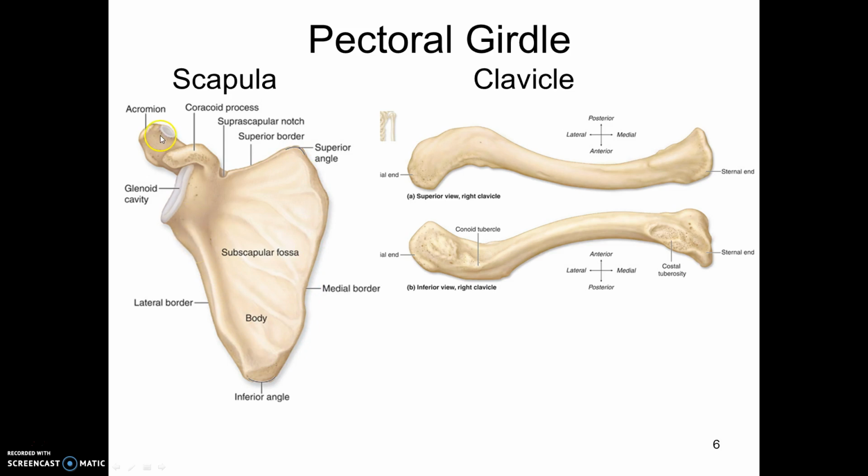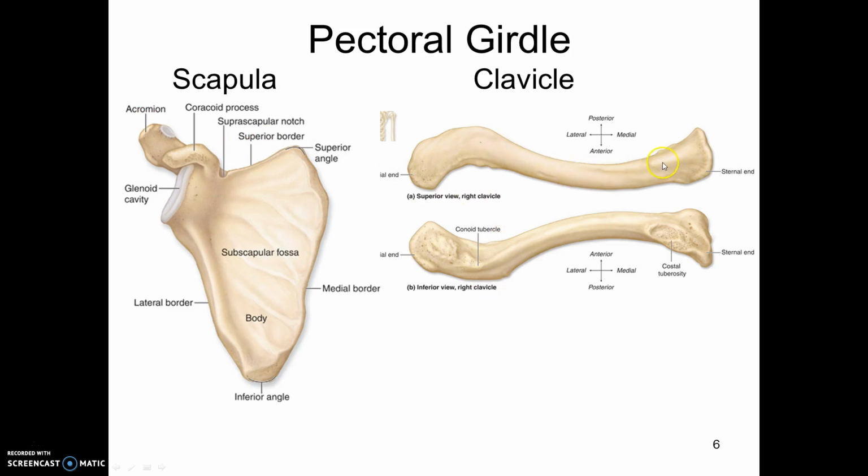And a couple of important processes, the acromion and the coracoid process. The acromion is going to be important here to articulate with the acromial end of the clavicle. And then here our glenoid cavity or glenoid fossa articulates with the humerus to form the shoulder joint. On the clavicle, we can see there's a sternal end that's going to articulate with the sternum at the sternoclavicular joint. And again, that acromial end that articulates with the acromion at the acromioclavicular joint.